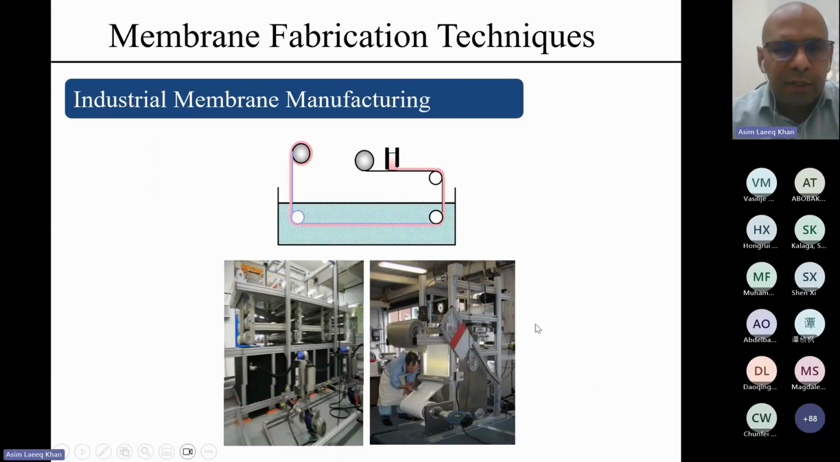The same phase inversion technique is used for making membranes for carbon capture at industrial scale, but just like the equipment that I showed you a couple of slides before, here we have much larger scales of these baths. So we have the polymer solutions that are made in stirred tank reactors, and then they are passed through these rollers into the non-solvent bath, and finally the membrane is produced, as you can see.